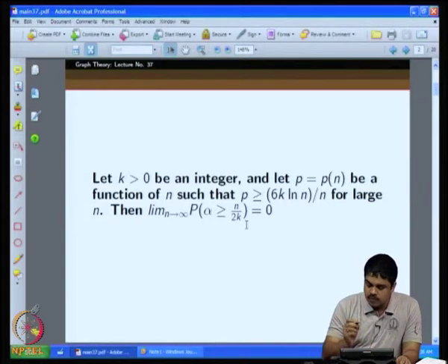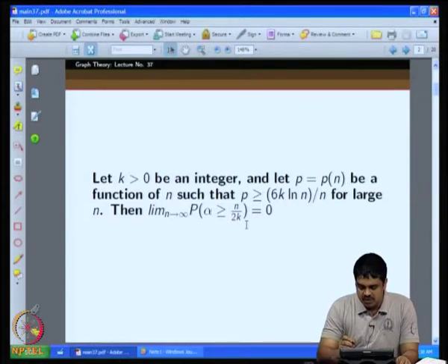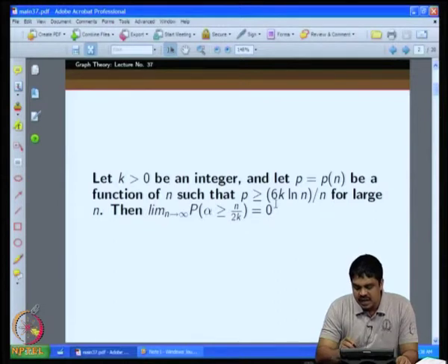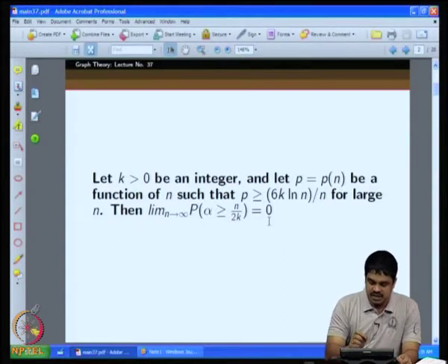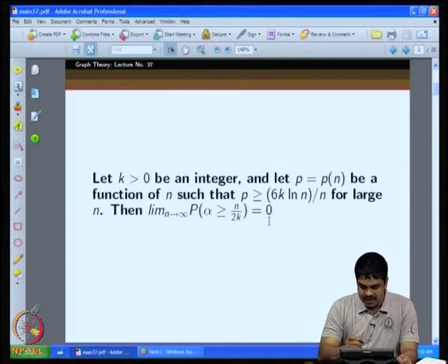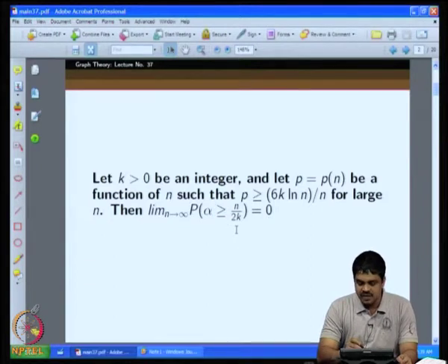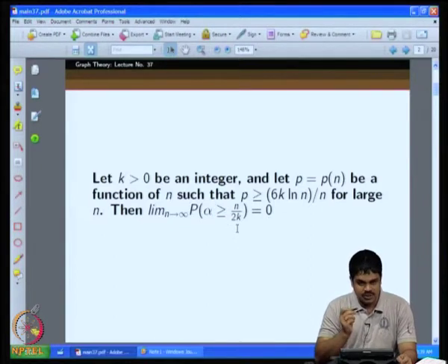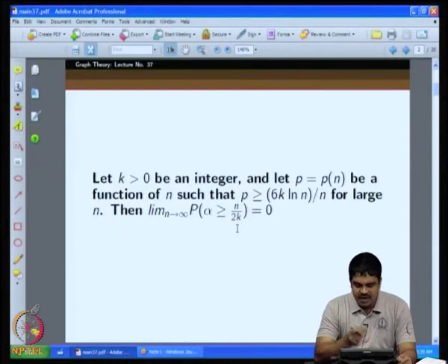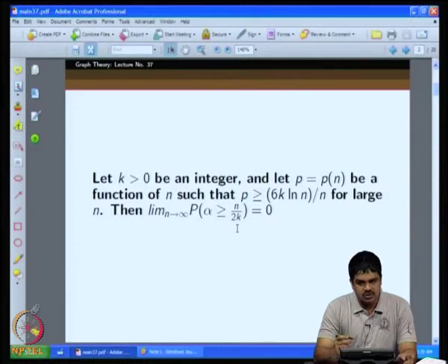So, if you take any probability value greater than or equal to 6k log n by n, then we can easily show that as n tends to infinity, the probability of this bad event will tend to 0. So, in other words, if you take n large enough, we can make the probability of alpha being greater than or equal to n by k to be less than, say, half, right. That is what we will need later.